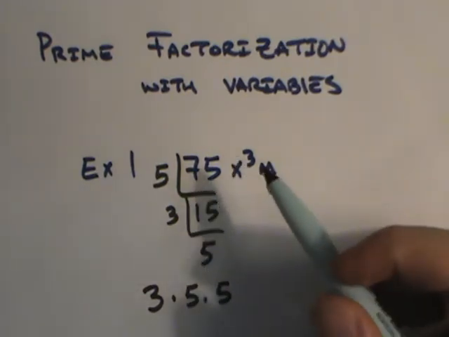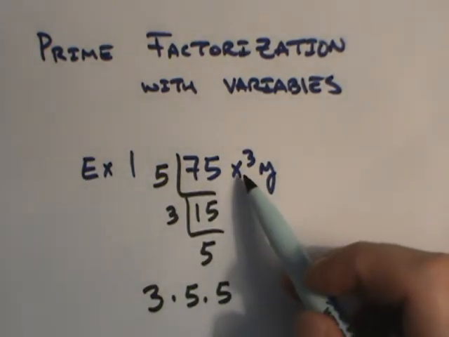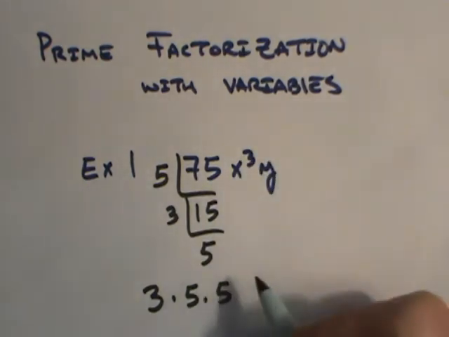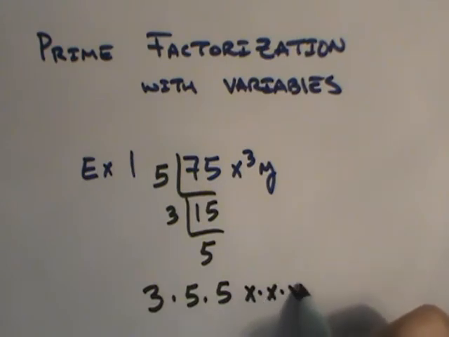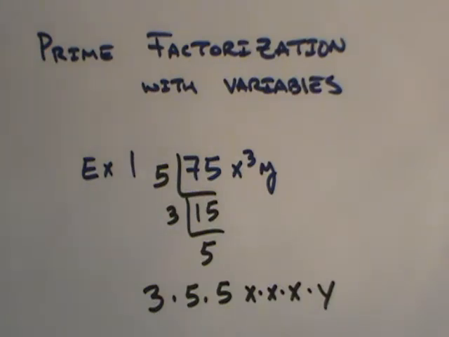And then as I mentioned a moment ago, with variables, it's actually pretty simple. I just see that there's 3 x's here. So it's x times x times x, y. That's a prime factorization for a monomial. Example 2.